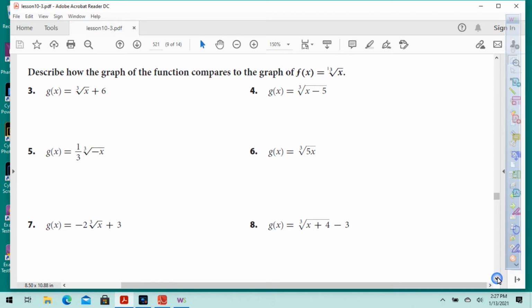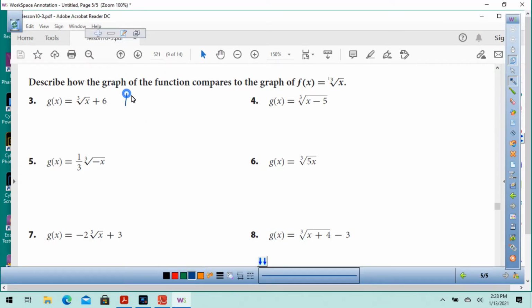Describe how the graph of the function compares to the graph of f of x equals the cube root of x. Well, if I look at number 3, what I see is 6 is added to the cube root of x. So I'm going to say k equals 6, and this is going to be a vertical translation up 6 units.